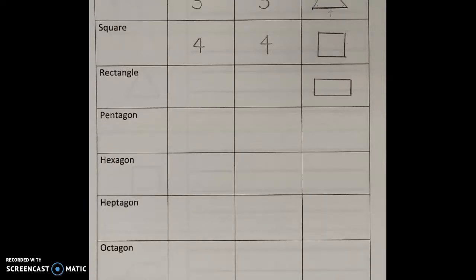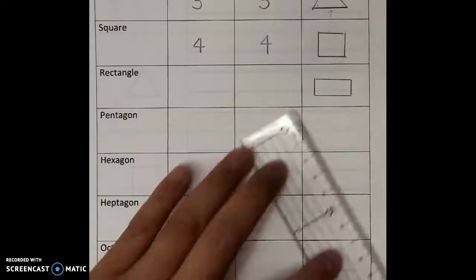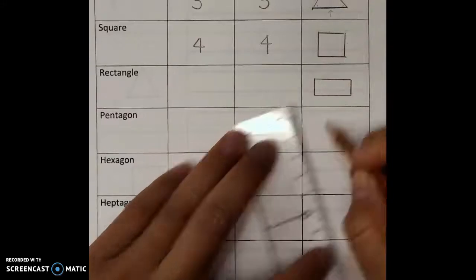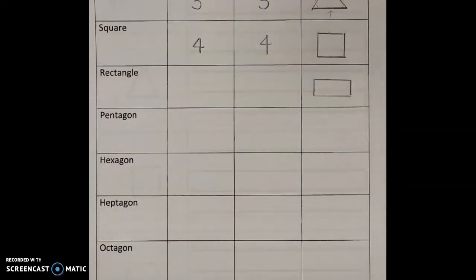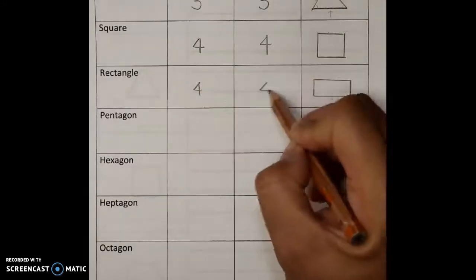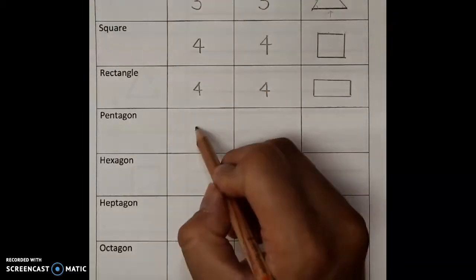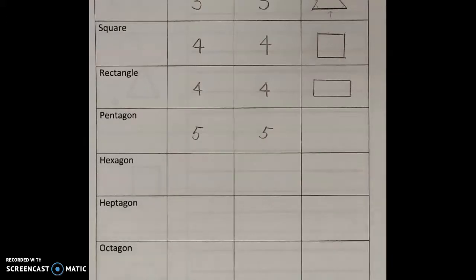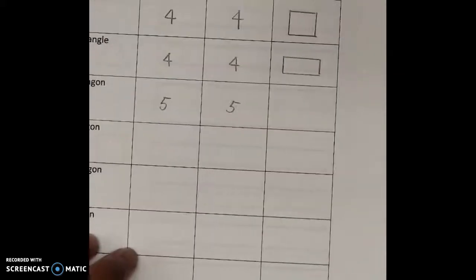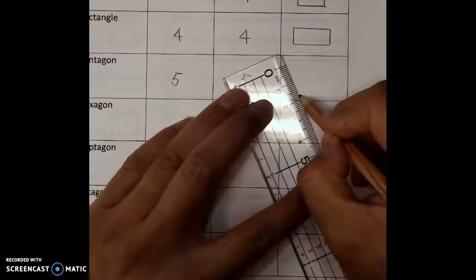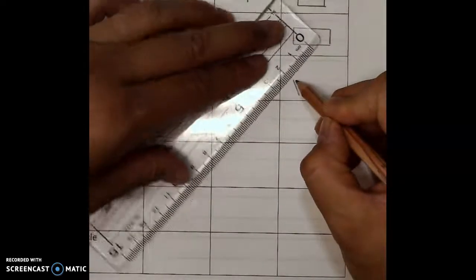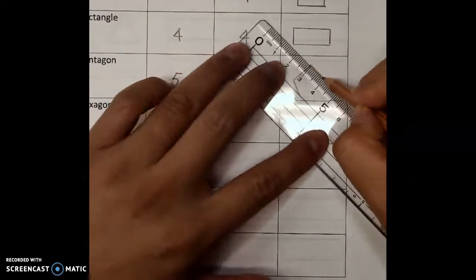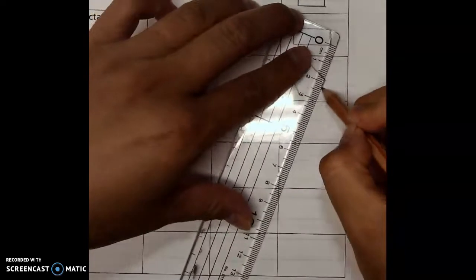Right, after this, it gets a little bit more difficult to draw, and it's okay if it's not a perfect shape. Let's see, like that. Pentagon is a shape that has 5 sides and 5 angles. Can you guess what the shape looks like? I'll draw, and you can start drawing too. 1, 2, 3, 4.